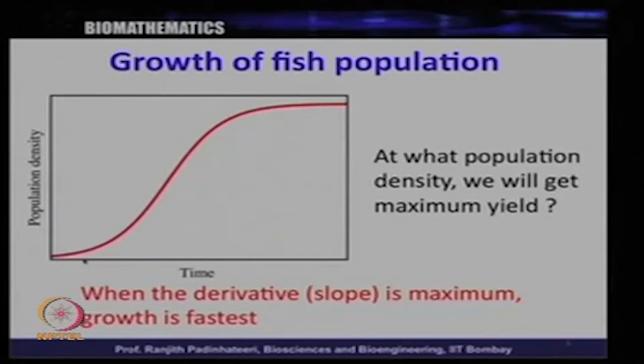First the fish population is very small and increasing very slowly, then the population density increases and then it reaches a constant value. This is the typical thing you see in any growth curve. And we wanted to understand this question: at what population density will we get the maximum yield? What do we mean by maximum yield? We want the number of fish to increase very fast. So, the fish growth has to be fastest.